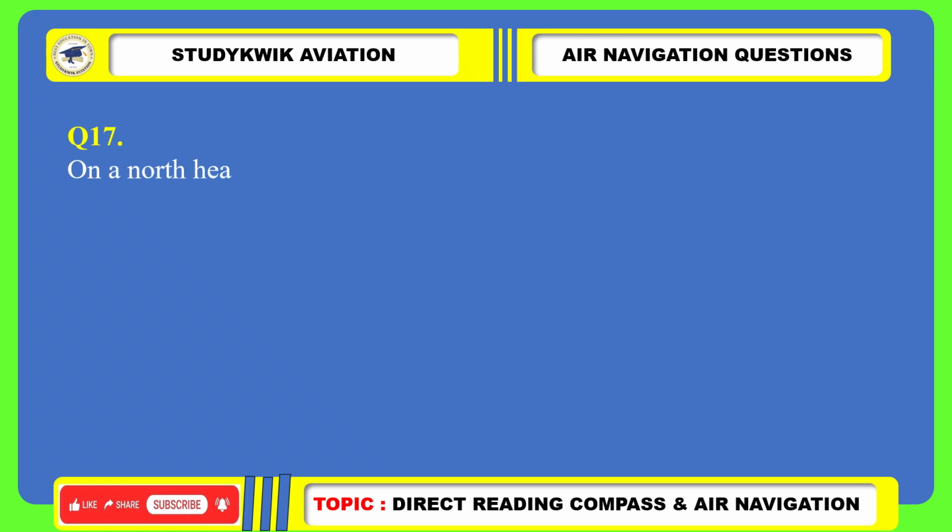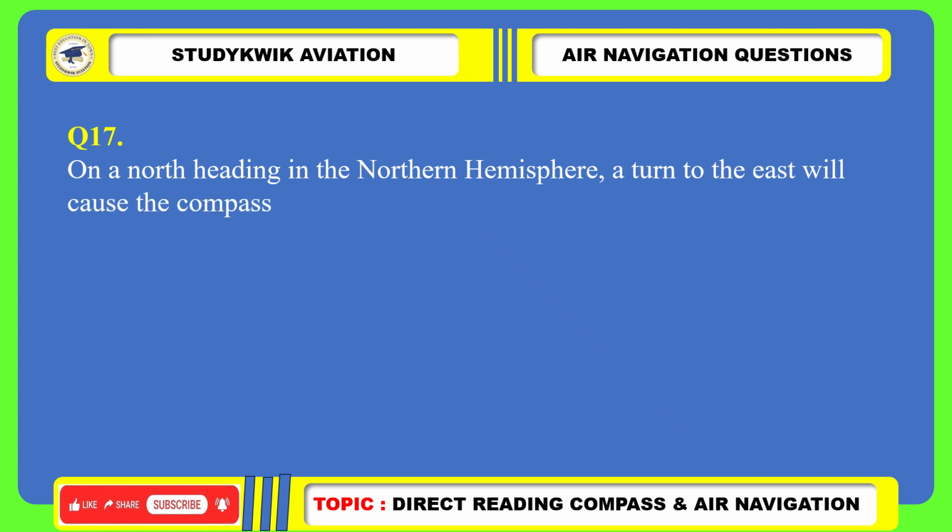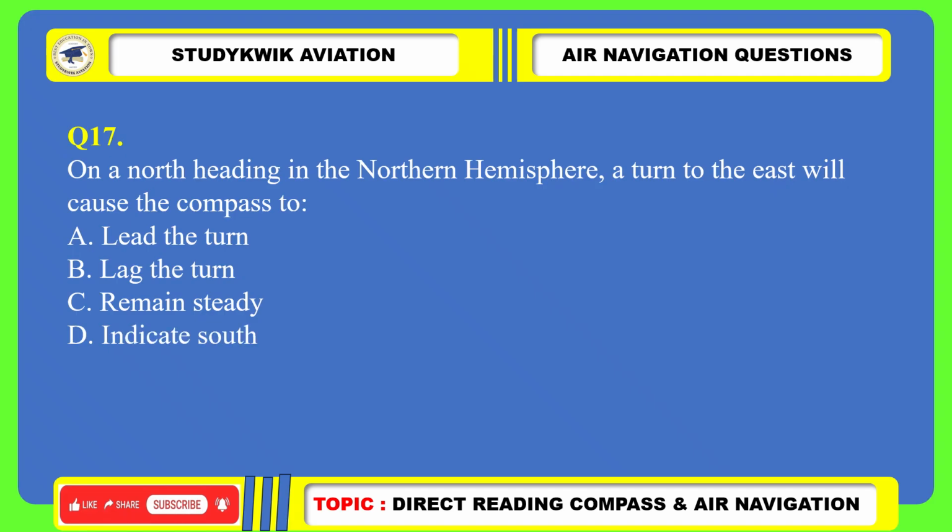Question 17. On a north heading in the northern hemisphere, a turn to the east will cause the compass to lead the turn, lag the turn, remain steady, indicate south.